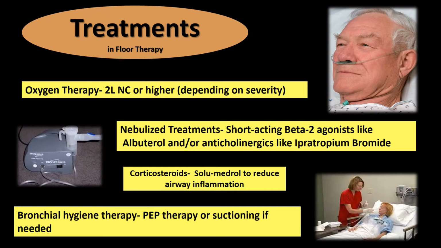So, hospital treatments for a standard asthma attack would include oxygen therapy, usually a 2-liter nasal cannula or higher, depending on the severity of the attack, nebulized treatments, short-acting beta-2 agonists like albuterol, or anticholinergics like ipratropium bromide. Corticosteroids like Solu-Medrol are given to reduce airway inflammation, and bronchial hygiene therapy like PEP or suctioning would be used to expel the excessive airway secretions.